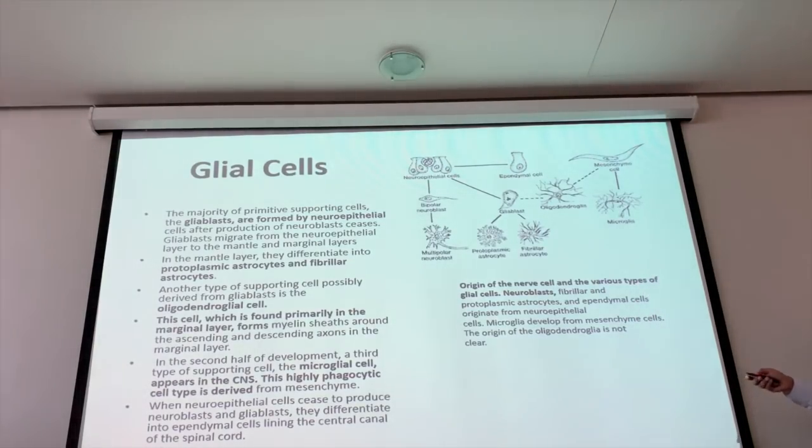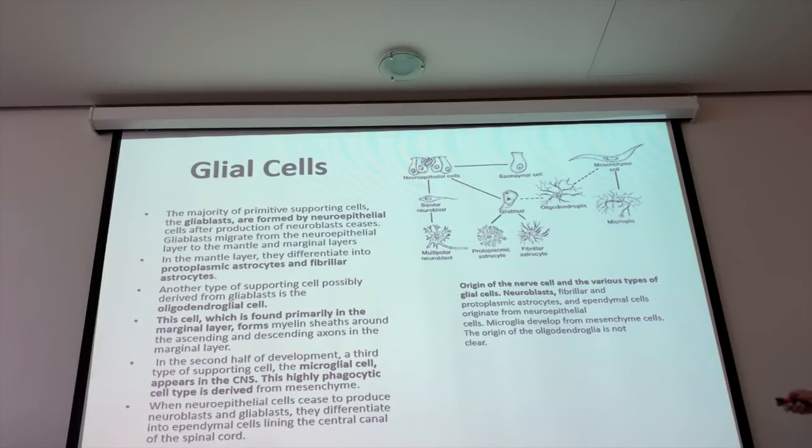And the third type of cells are the ependymal cells which line the ventricular cavity. One of the glial cells are called microglia, and these are the phagocytes of the brain, and they are the only cells which do not come out from the neuroepithelial cells.